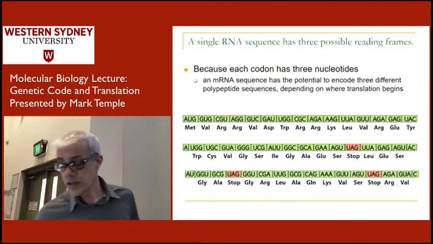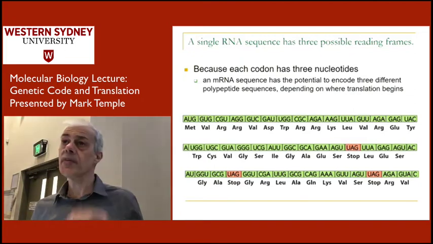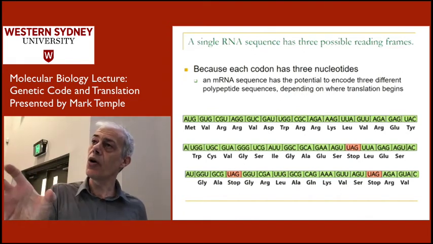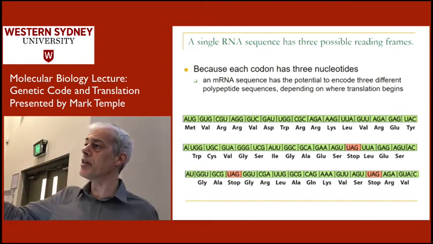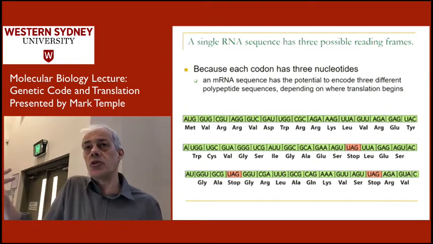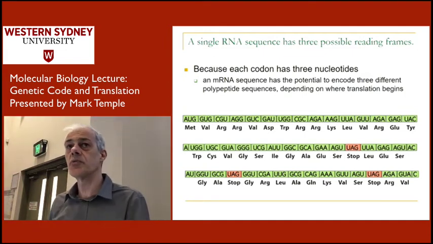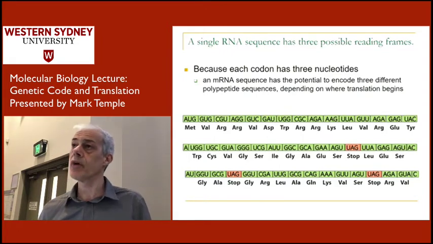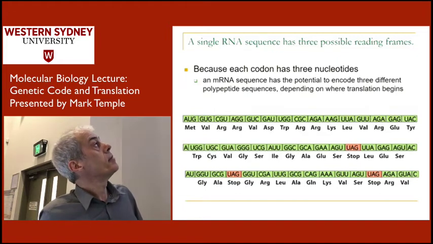Okay? So the cell has to have a specific way of starting translation at a particular codon to read the right protein sequence. Otherwise, you'll get two possible alternate sequences, which are nonsense. Okay? Only one of those sequences will code for a functional protein that plays a role in cell biology.